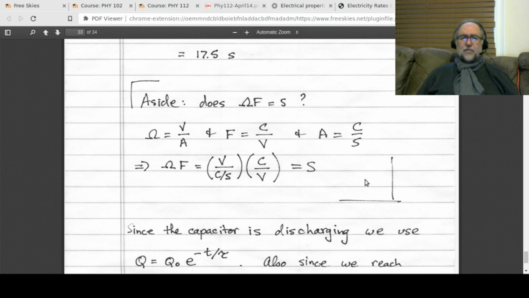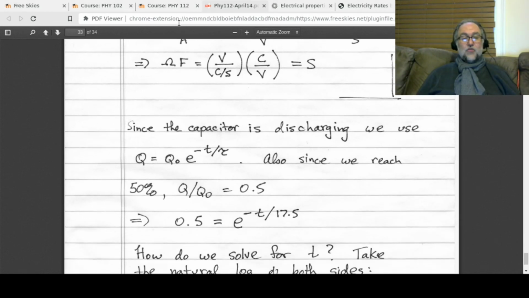You wouldn't have expected this, that if you take the units of resistance and you multiply them by the units of capacitance, you actually get time. But you do, okay? And you can see how that works out in the RC circuit. Okay, so anyhow, the time constant is 17.5 seconds. That means that a characteristic amount of time for this thing to decay is 17.5 seconds.